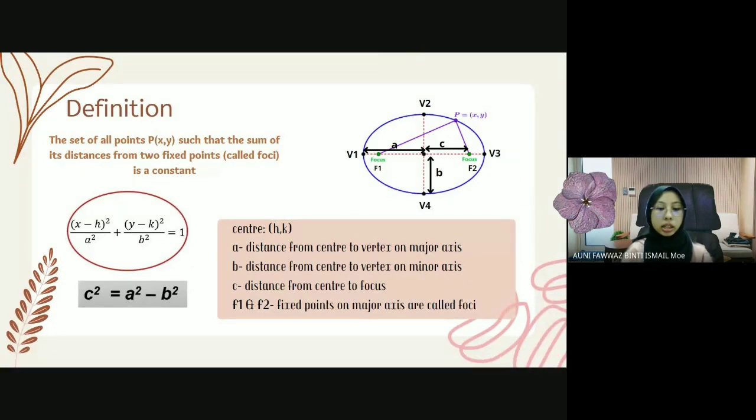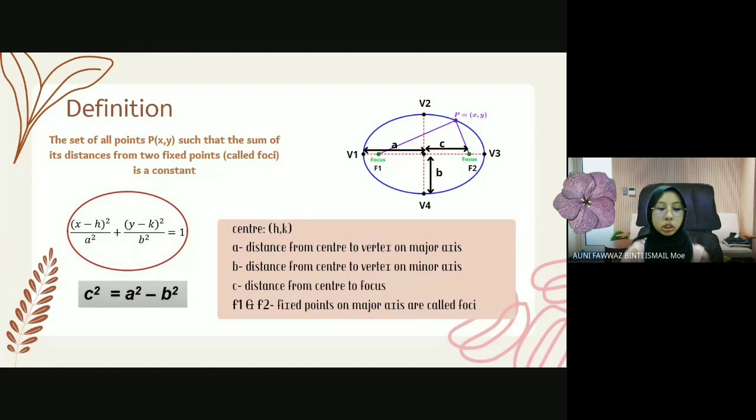The center is (h, k). A is the distance from the center to the vertex on the major axis. B is the distance from the center to the vertex on the minor axis. C is the distance from the center to the focus. F1 and F2 are fixed points on the major axis, and they are called foci.